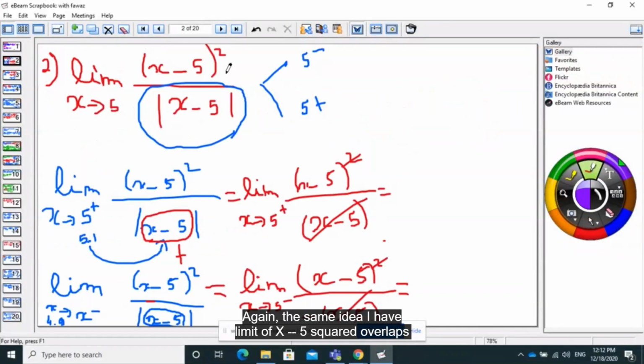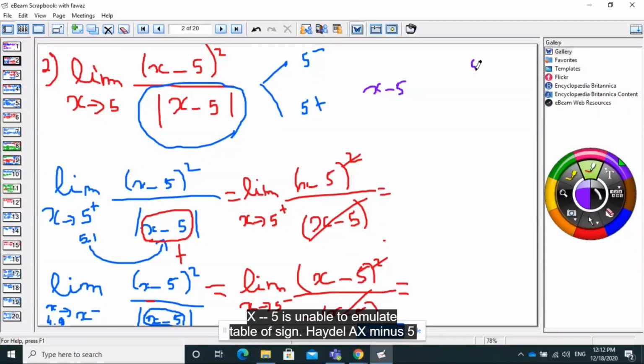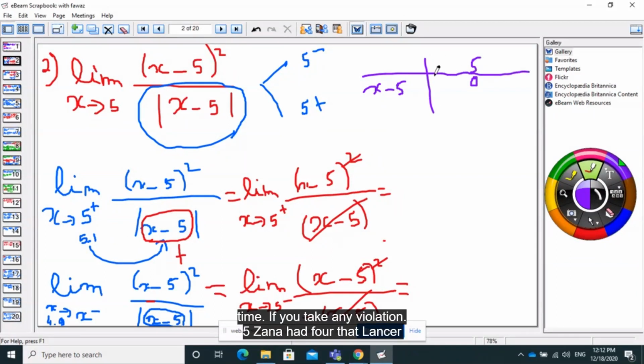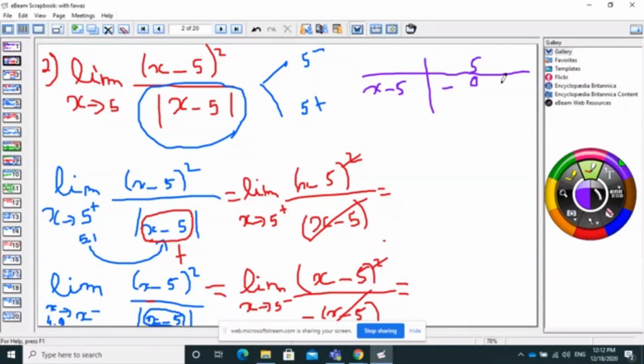I have limit of x minus 5 squared over absolute value of x minus 5. When I see absolute value, I'm sure that I have 5 minus and 5 plus. I have 2 cases. They didn't precise here which one, so I need to do both. Because for absolute value of x minus 5, I want to make a table of sign for x minus 5. It's 0 for x equal to 5. Table of sign, go to grade 10. If you take any value less than 5, if I take 4, I get a negative answer. If I take 3, the answer is negative. And bigger than 5 gives me positive.